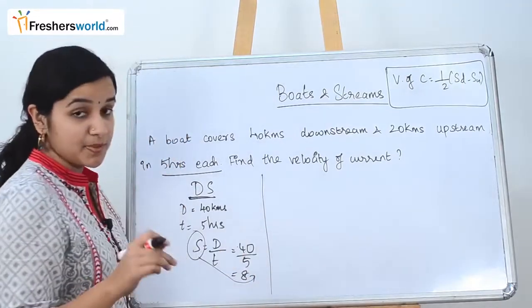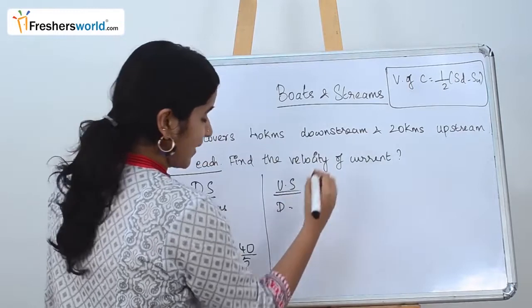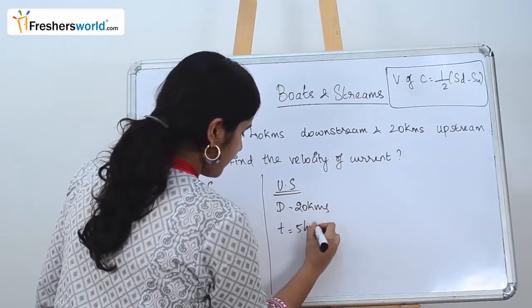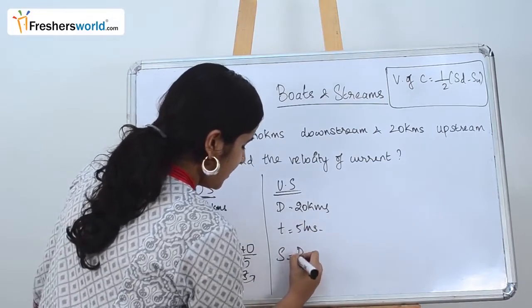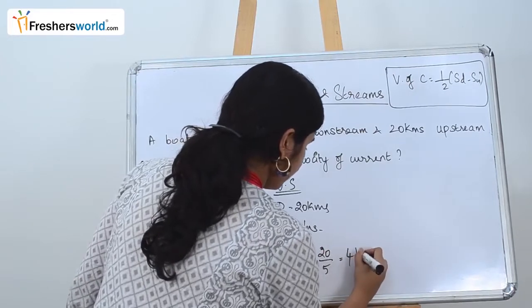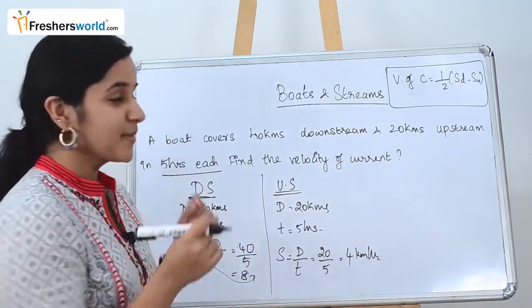Now we have to find the upstream speed. Similarly, the distance covered is 20 kilometers, and the time is 5 hours. So the speed is d by t, which is 20 by 5, which is equal to 4. We know the downstream speed and the upstream speed. Let's substitute in the formula.